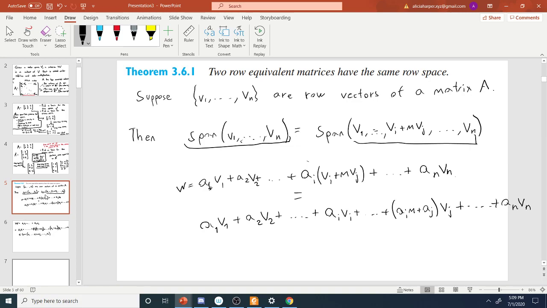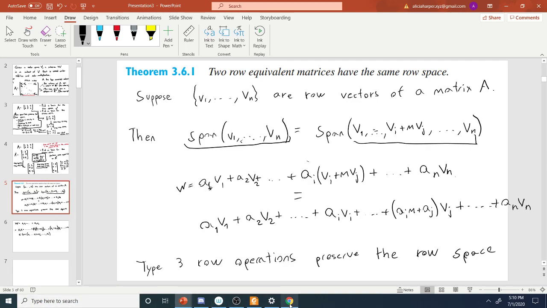So this shows type 3 row operations preserve the row space. And we already used this fact implicitly in our previous calculation, or actually explicitly, since I did state it. Now, I'll leave it as an exercise to verify that type 1 and type 2 operations also preserve the row space, but both of those proofs are easier than this one. So this completes the proof of Theorem 3.61.